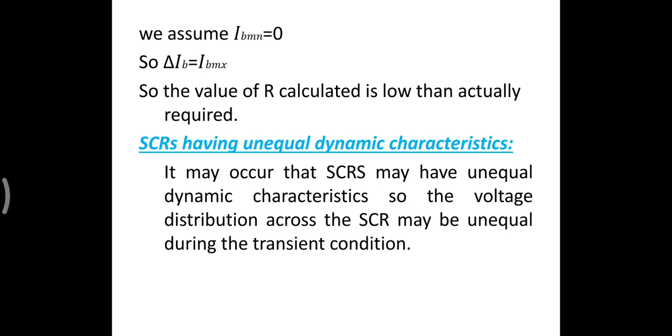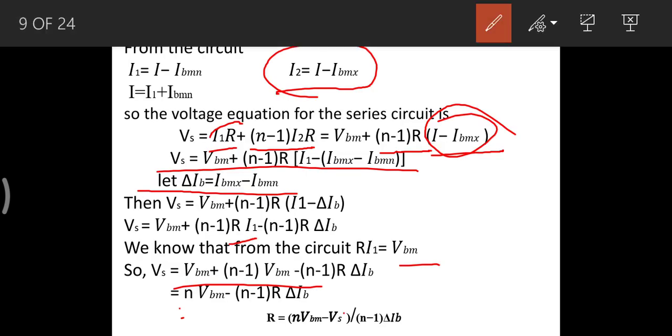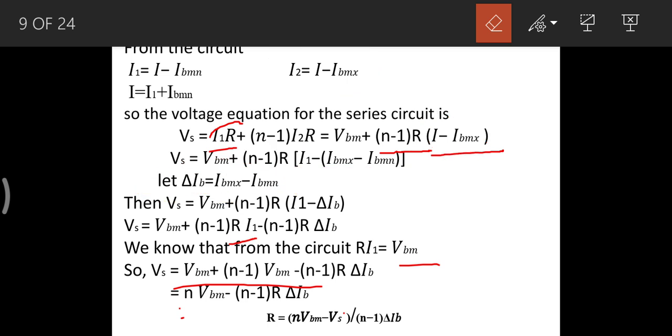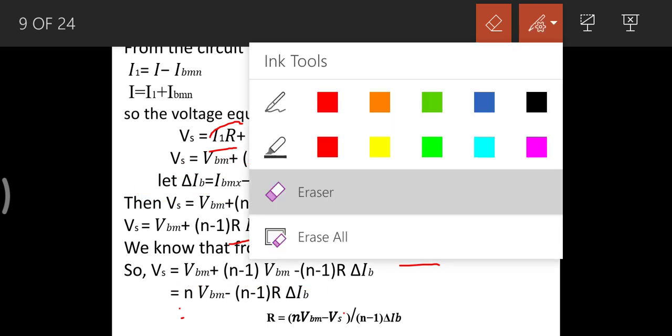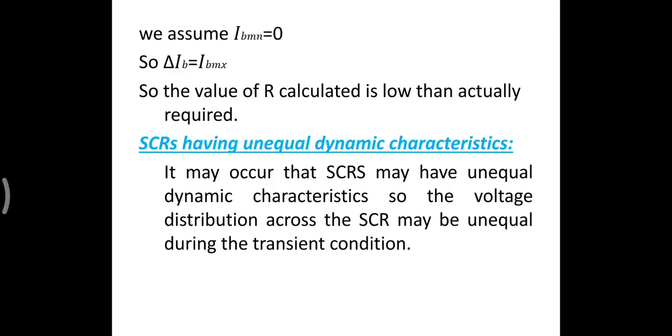Okay? So we are assuming that the current through IBM is considered as 0. Then see here, this equation becomes IBX minus IBM. Here IBM becomes 0 in that situation. This becomes only IBX. Okay?